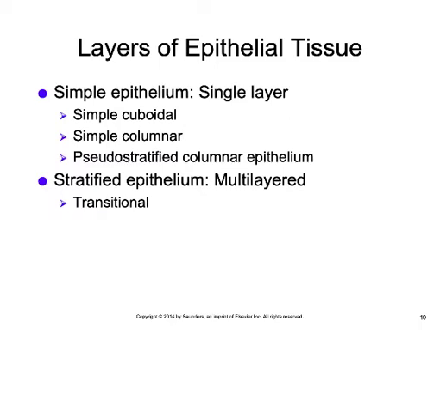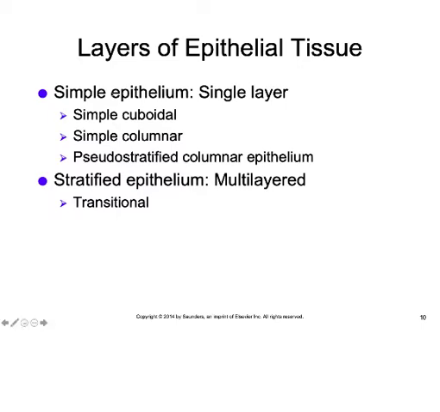Simple epithelia is a single layer of tissues, so you can have simple cuboidal or columnar or simple squamous, and you can also have a particular type of simple epithelial tissue called pseudostratified ciliated columnar epithelium. Stratified epithelium is multi-layered. Examples include transitional epithelium as well as stratified squamous and stratified columnar and cuboidal. Stratified columnar and cuboidal are much rarer to find in the body than transitional.